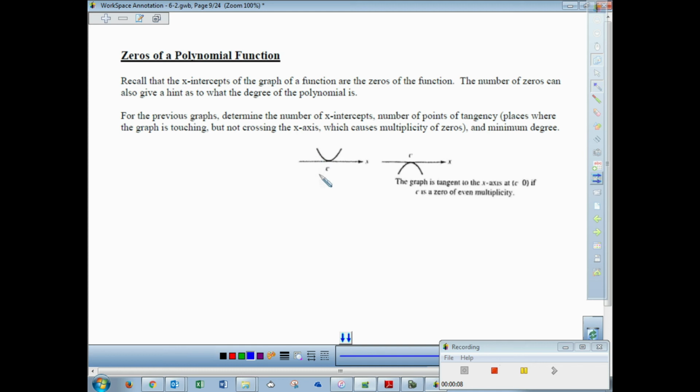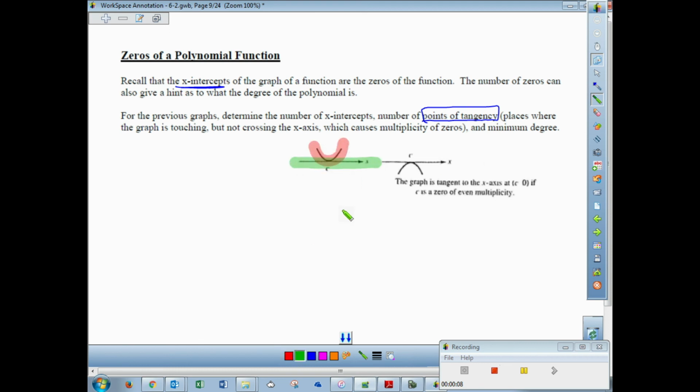So what we're looking at is the zeros of a polynomial, and their x-intercepts is where it touches the x-axis or crosses the x-axis. Well, one thing that we're not very used to is called a point of tangency. You may remember the word tangent from geometry class. When a line is tangent to a circle or something, it just touches it in one place. Here's like part of your graph right here, and here's the x-axis. That red thing touches the x-axis in one spot, this point of tangency.